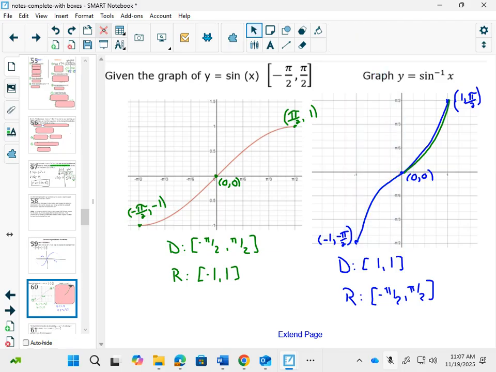Here's the graph of sine when it passes the horizontal line test. One of the things that I find really helpful when looking at this is you can see that when sine passes the horizontal line test, from 0 to pi over 2, these are positive answers in quadrant 1. And here, 0 to negative pi over 2 is actually negative values in quadrant 4.